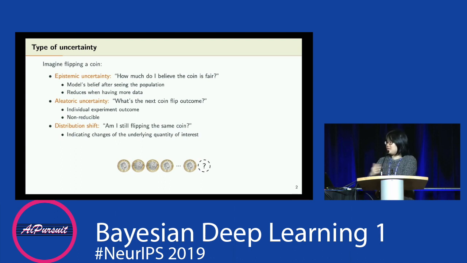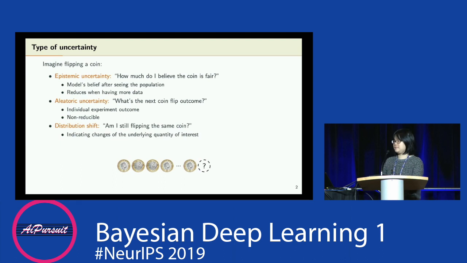So I'm going to try to set up the background and make sure that everyone is on the same page by starting to talk about the types of uncertainty. Let me give you an example of flipping a coin. You get a coin and flip it a few times, and you want to know whether this coin is fair or not. Epistemic uncertainty is basically your internal belief after you do a bunch of experiments, saying, okay, how much do I believe this coin is fair? This is your belief after a few observations, and your belief can become more and more confident and certain when you do more and more experiments.